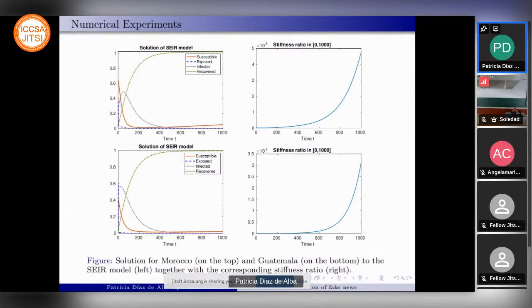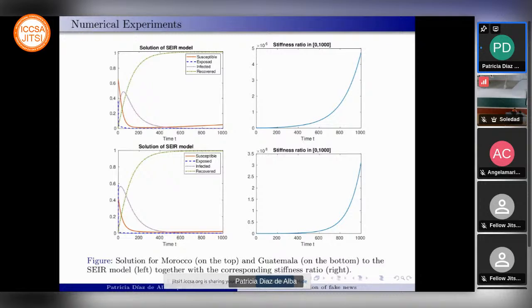And here we have the first numerical example, in which on the bottom we have on the left the behavior of the different subpopulations, and on the right we have the behavior of the stiffness ratio in time. On the top we have the results corresponding to Morocco, and on the bottom we have the results corresponding to Guatemala.